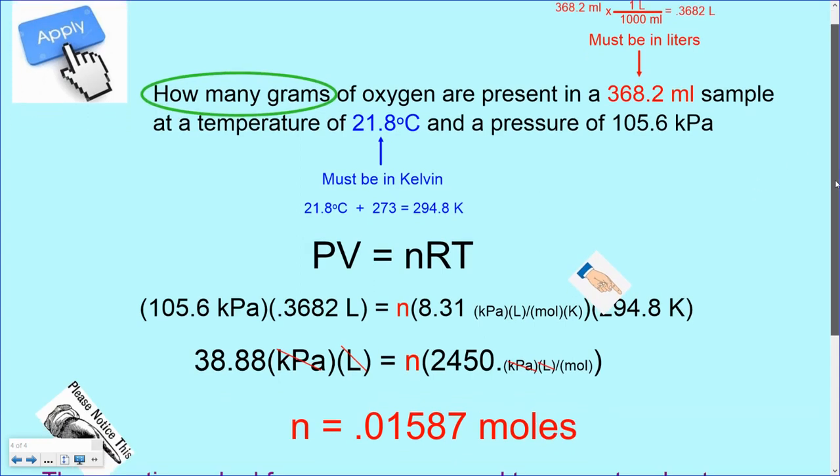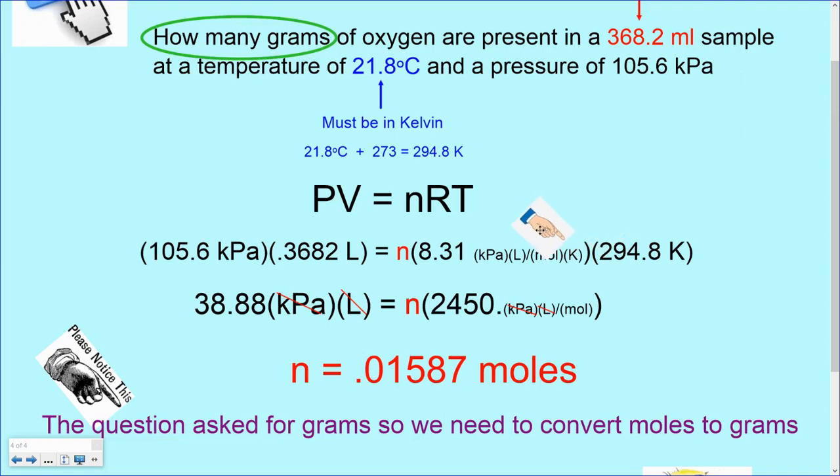I did the math. I took 8.31 times 294.8. I'm allowed to have 4 sig figs. That's why I put that decimal point there. That means the 0 is significant. This does not control our sig figs. It's a given. That controls our sig figs. On the left side, I took 105.6 times 0.3682, and I came up with 38.88. Again, being mindful of the sig figs.